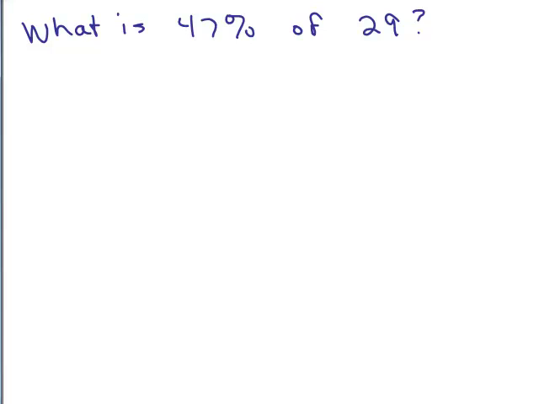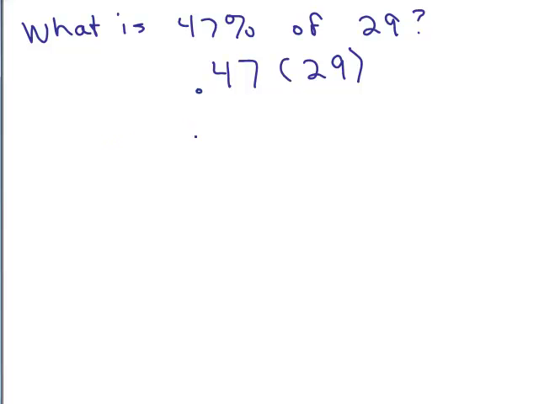Not every problem comes out so nice and tidy where we're going to have a fraction that's easy to reduce and be able to multiply and get a whole number for the answer. So here's an example like that. What is 47% of 29? Well, you could change this to a fraction, but it doesn't really make it any easier because when you have 47 over 100, that 100 won't cancel into the 29. So in this case, it's probably easier to just go ahead and write 47% as a decimal, 0.47 times 29.